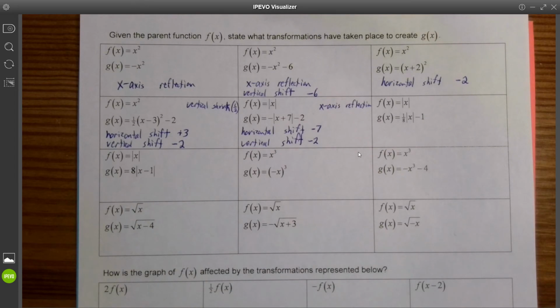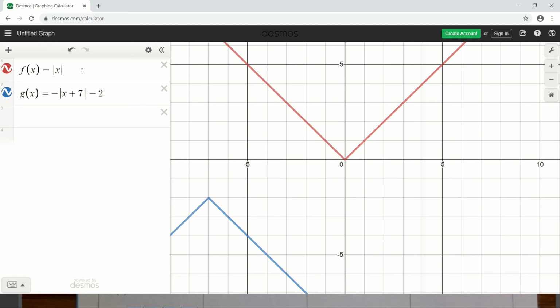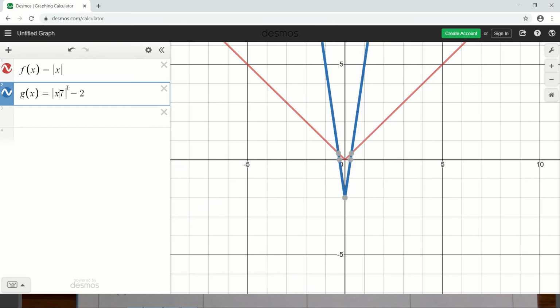Okay, let's do this next one, and then we're going to just start kind of making sense of some of these things. Maybe the next two, and then we'll start doing some other things. So we start with absolute value of x. We're going to have, let's see, let's take all this other stuff out.